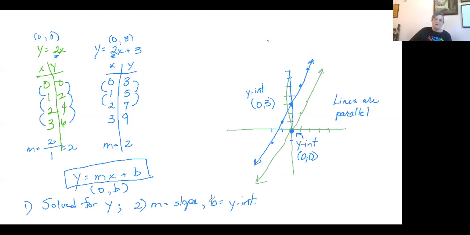First rule is it has to be solved for y. So if we had a formula like y equals 3x plus 5, because it's solved for y, then we know that the slope is going to be 3. That's 3 over 1, so it's positive. So if we go up 3, over 1, that's our slope.